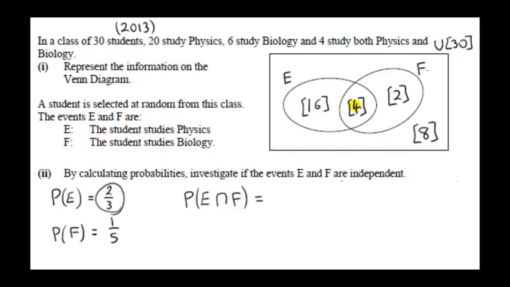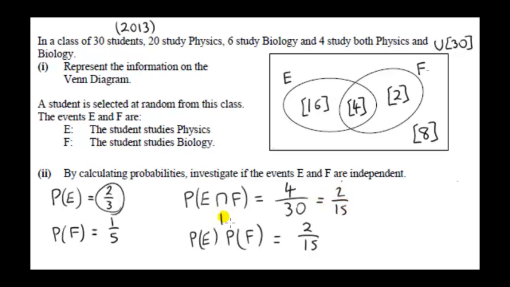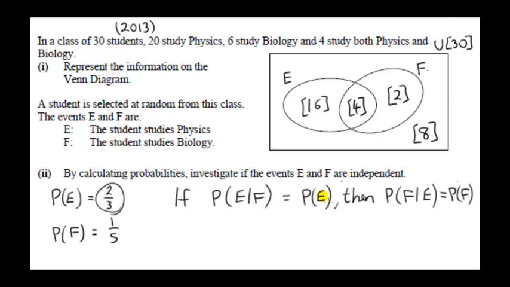Okay, so let's just show that the probability of E intersecting F is the number of elements in the intersection, which is 4, over the number of elements in the universal set, which is 30. And if we multiply the probability of E by the probability of F, we get 2/3 by 1/5. That's 2 over 15. And these are the same: 4 over 30 is also 2 over 15. So these are indeed equal, which tells us that E and F are independent events.